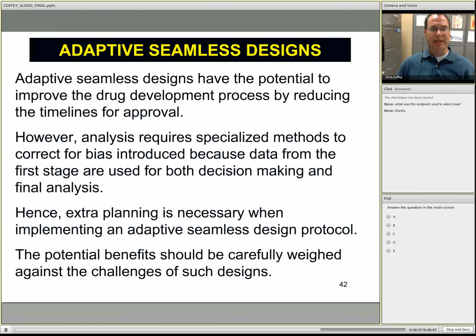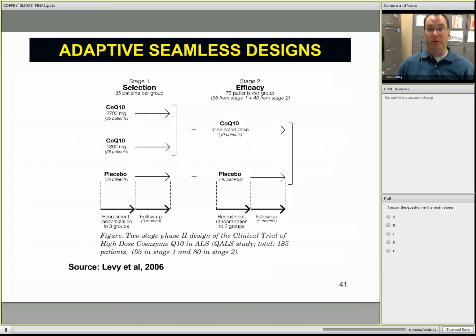So adaptive seamless designs have potential to improve the drug development process. They have a lot of appeal in reducing this white space. It does require specialized methods, because you're now using data-driven methods. You use data to make a decision, and then you're using that same data at the end. So for instance, going back to the example I mentioned, you chose the dose in the first stage that was best. If neither dose was better, you're still incorporating randomness that's going to make that dose look better in stage 2. So there's a positive bias that you're carrying forward that often needs to be addressed at the analysis phase. It could be done, it just takes time and care to do that.